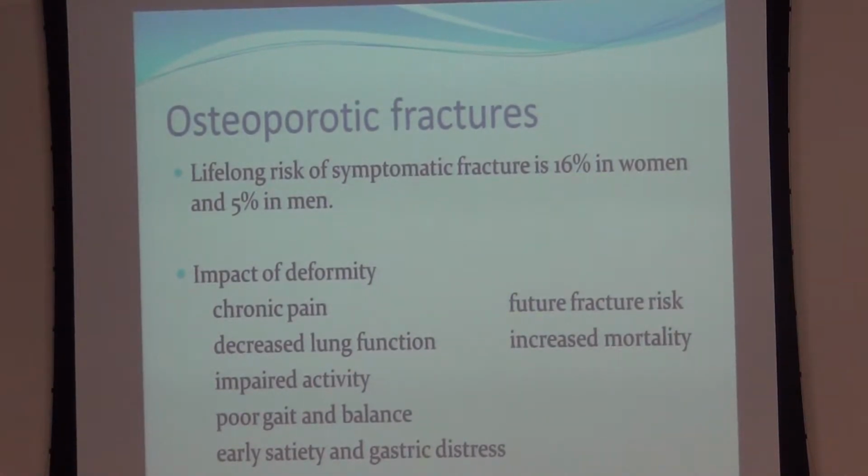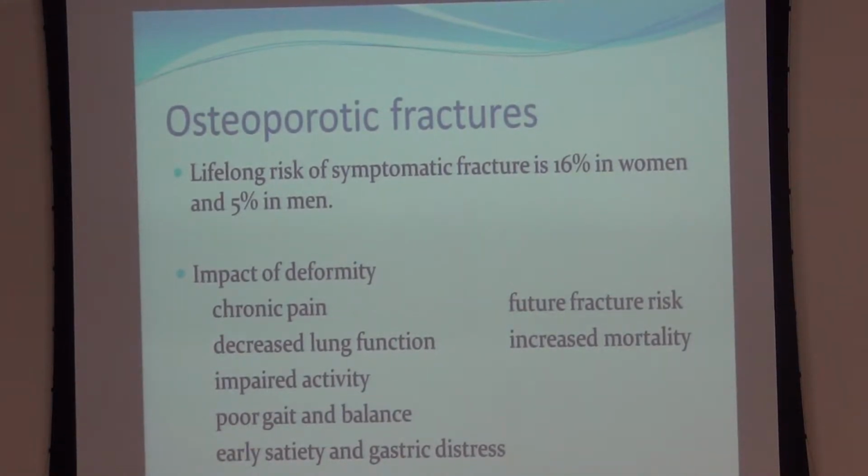Obviously, if you're kind of hunched forward, you can't fill your lungs as well. So decreased lung function can be a problem. Impaired activity, and balance is a problem. It's hard to eat a big meal when you're leaning forward like that too. You can get gastric distress, reflux disease, and other problems.